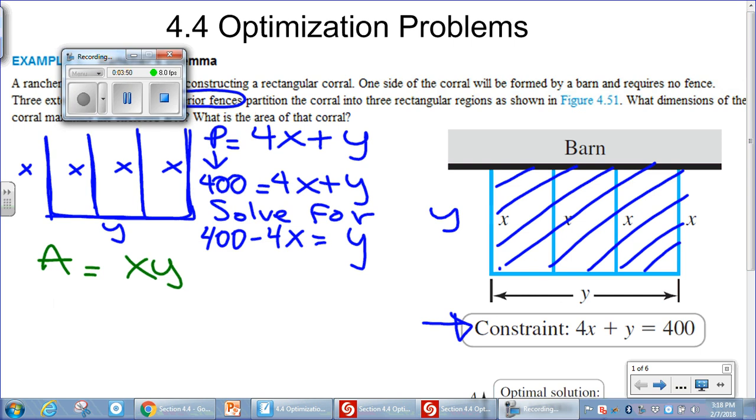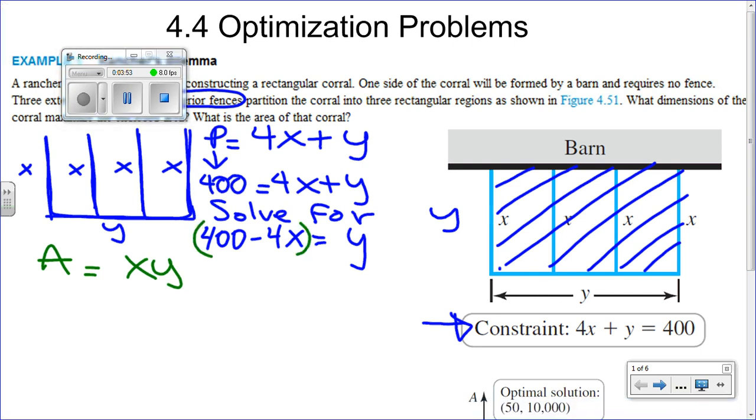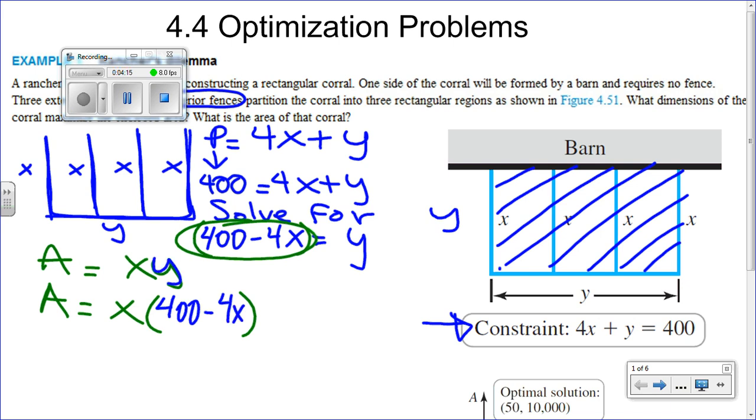Now we're going to substitute the y with the expression that came from the perimeter. So we have x still here, but instead of y, we replace that with 400 minus 4x. Is that clear? That is taking the place of the y. Then we can distribute the x, and we'll have 400x minus 4x squared. And that's going to be the area.